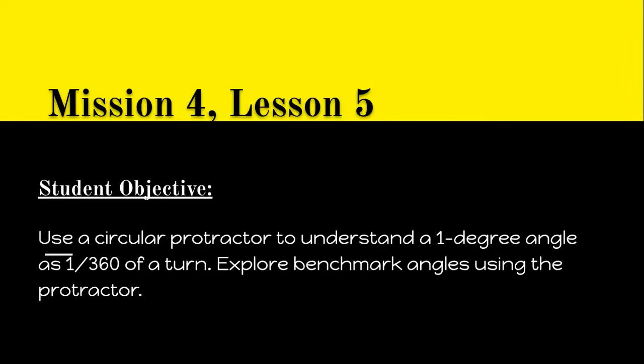Our student objective for this lesson is to use a circular protractor to understand a 1-degree angle as 1/360th of a turn. Explore benchmark angles using the protractor. So as you can see, we're going to be dealing with some angles here and measuring and using different tools to do that, such as a protractor. The best way to do this is going to be to go through the Tower of Power together. So that's what we are going to do in this video. Let's get to it.